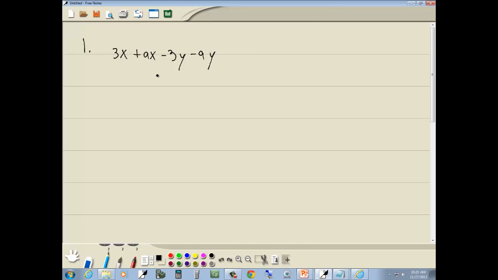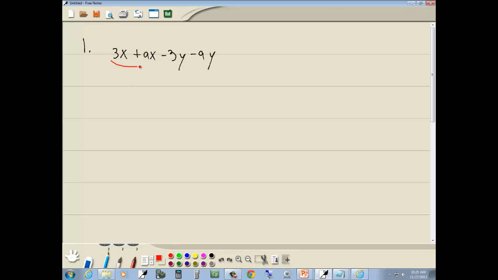Okay, first thing we look for is GCF. Some of them have 3 in common, some of them have an A, some have X, some have Y, but if I look at all 4 terms, they have nothing in common. So there's no GCF. 4 or more terms, you have no choice. You have to use grouping.